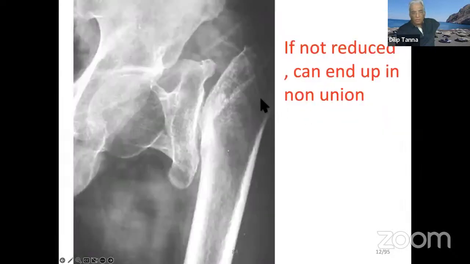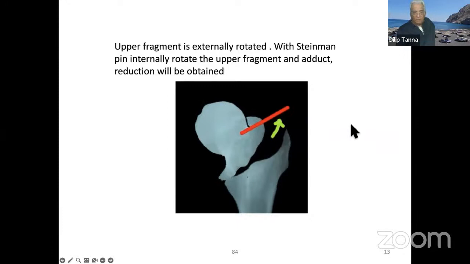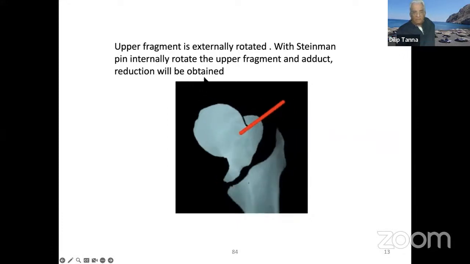Now here it is, I inherited this. The surgeon did this, whatever the reduction was, and obviously it went into non-union. So I did a medialization about 20, 30 years back, and this is the way it ultimately healed up. So this is the typical way. If not reduced, it can end up in non-union. This is the one where, if you know the picture, this is exactly what you need to do. The upper fragment is externally rotated; with the Schanz pin, internally rotate the upper fragment and adduct, and then you'll be able to get the reduction.